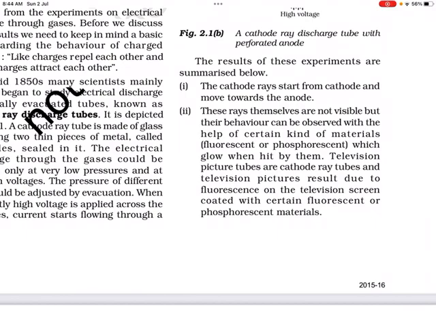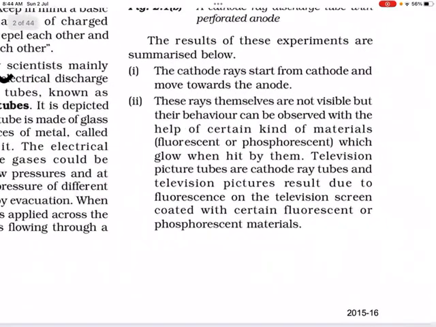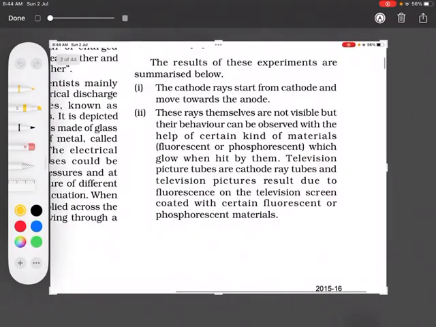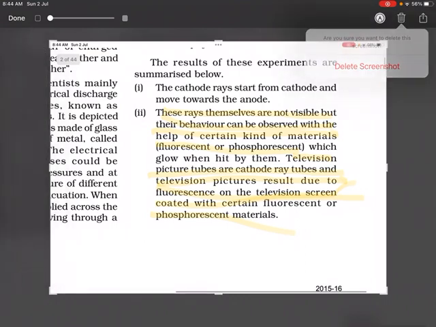These rays themselves are not visible, but can be observed with a fluorescent material, like the zinc coating. Television picture tubes are called cathode ray tubes, and the television picture results from a fluorescent coating on the screen. When the rays move from the cathode to the anode in a television, they strike the screen's zinc sulfate coating, and at that time we produce light on the screen.